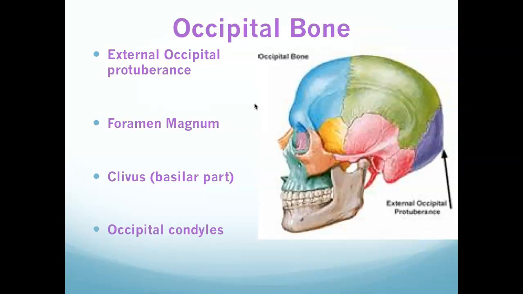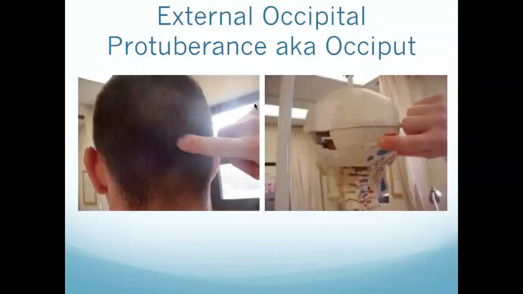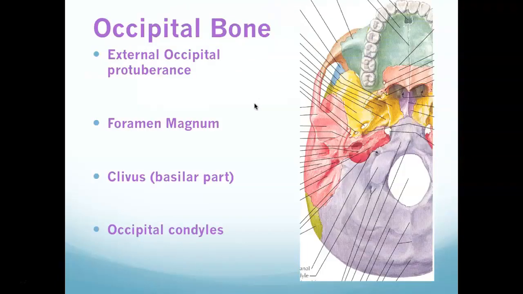You could see that there's a black arrow pointing to the external occipital protuberance here. It is also called the occiput. If you feel the back of your head, that part that sticks out just a little bit more than the other is your external occipital protuberance.